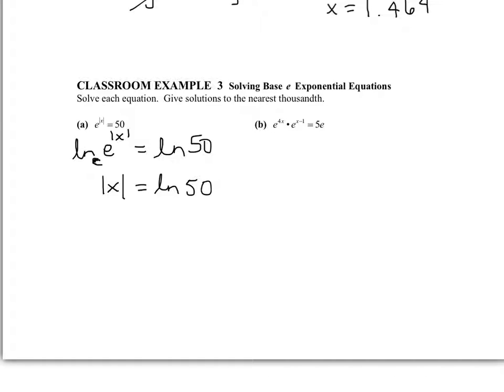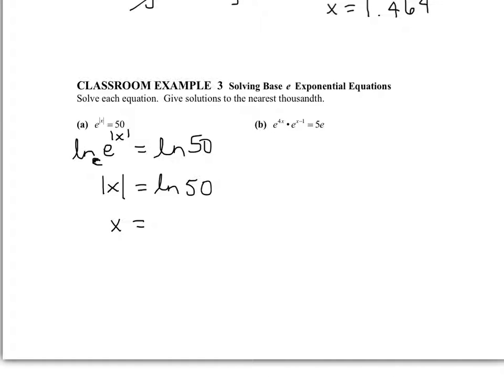Now this is why the absolute value is there. Could there be more than one value we could get for x? Because if I take the absolute value, I know that means I'm going to take the positive of whatever is in there.